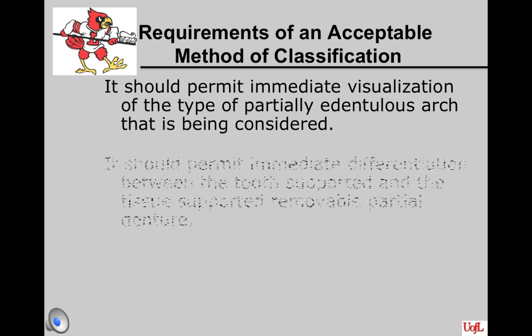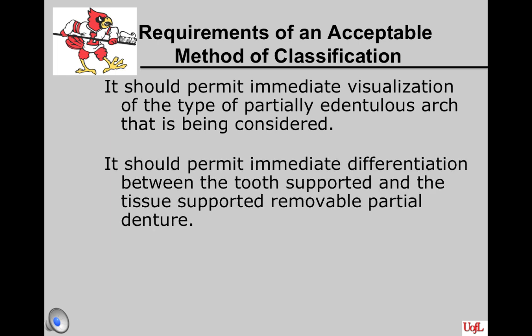Secondly, it should permit an immediate visualization of a tooth-supported versus a tissue-supported removable partial denture. The Kennedy classifications are divided into 4 classifications. The Kennedy 1 and Kennedy 2 are tissue-supported partial dentures. The Kennedy 3 and the Kennedy 4 are tooth-supported partial dentures, so it meets that classification requirement.